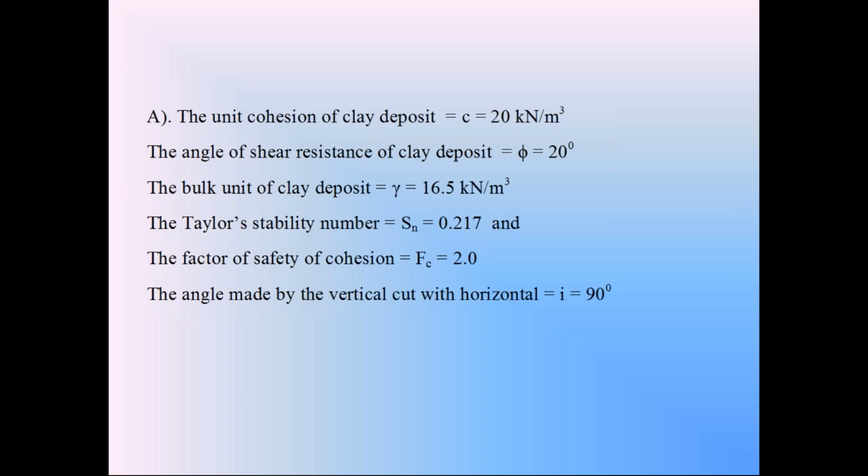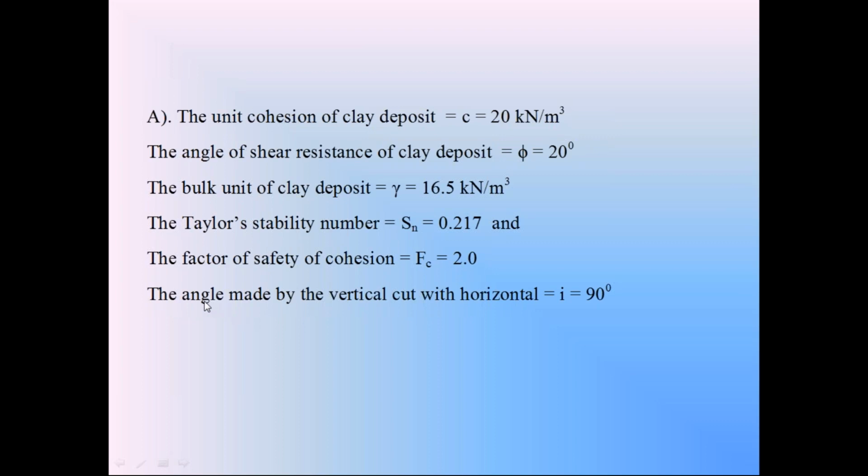So take that Sn less than 0.5 in the examinations, like even less than 0.4. It is in between 0.4 to 0.2. So that is the condition. If Sn, the Taylor stability number, is not given in the examination, take the Sn value in between 0.4 to 0.2. Then the factor of safety of cohesion is 2.